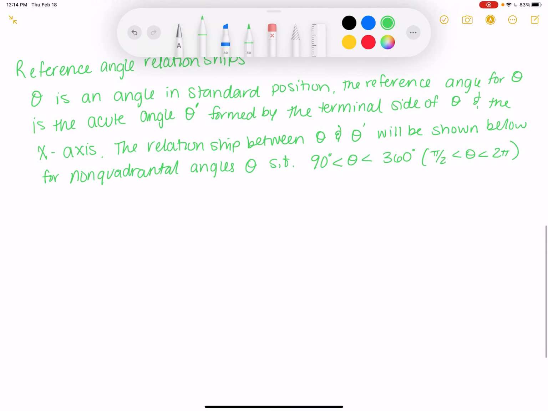So I'm going to show this here. You need to have 3 quadrant things drawn. Quadrant 1 is easy, so we don't even have to deal with it.